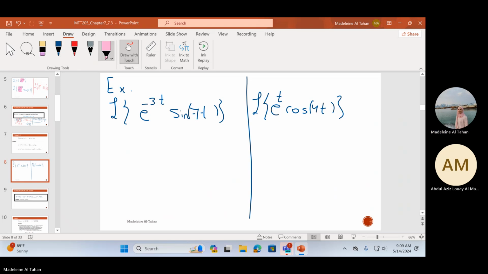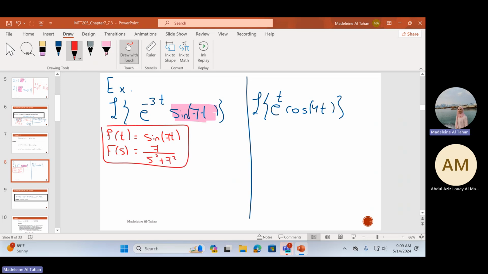Here, what's the form of f? This is our f of t, right? So we will write first f of t equals sine 7t. Go back to your table. What's the Laplace of sine 7t? So F of s equals 7 over s squared plus 7 squared, right? We wrote it.